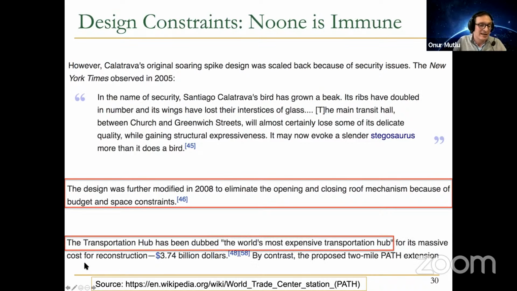And in the end, even though the budget was reduced, the transportation hub has been dubbed the world's most expensive transportation hub for its massive reconstruction cost of $3.74 billion. Of course, I don't know if this is true. I just took this number from Wikipedia, which has references to articles, but I can guess that it's true, right?